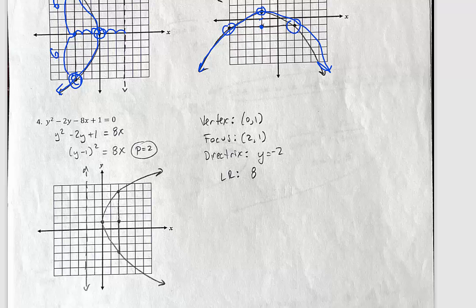Okay, question 4. We're asked to graph this and identify all that same information we had before. This guy is not organized the way we want it. Notice I've got a y squared in here, so this thing is probably looking like this. y squared equals 4px is the standard form of my equation. Let's write those again. So we want to organize it that way.